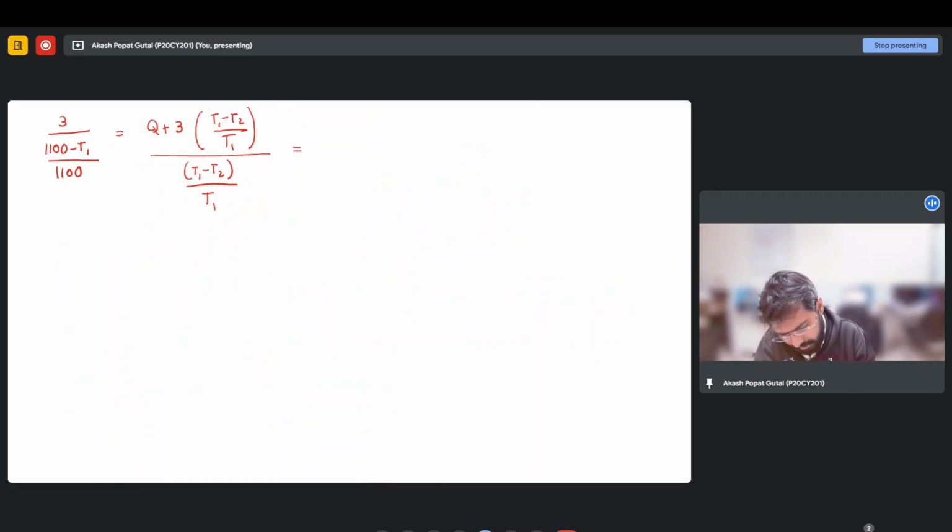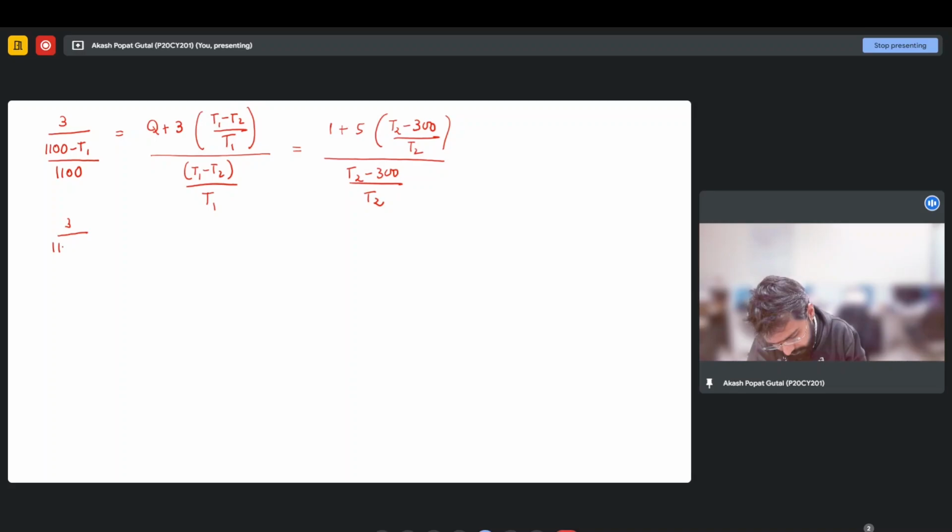And the third thing we will have is 1 plus 5 into T2 minus 300 divided by T2. Fine. So if we directly do the algebra, 1100 minus T1 divided by 11. If you take it upside, then this will be 3300 once we multiply by 3, and this will be T1 into Q divided by T1 minus T2.